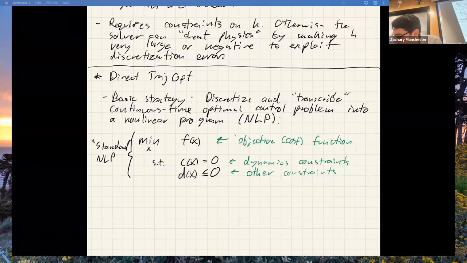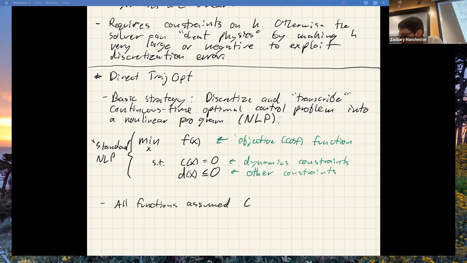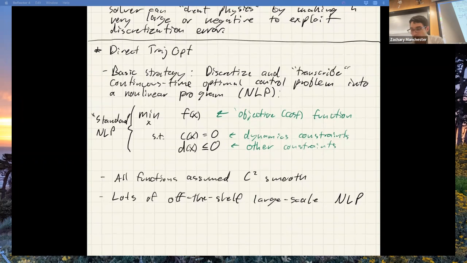The idea here is we get the problem to look like this, and then there are a lot of off-the-shelf solvers that can solve problems that look like that. I should also mention that all the functions here are assumed to be generally C2 smooth. So there are lots of off-the-shelf large-scale NLP solvers for solving that kind of problem.